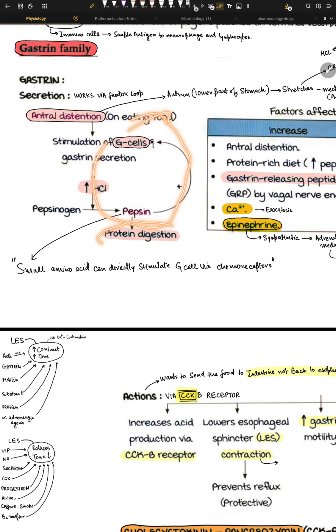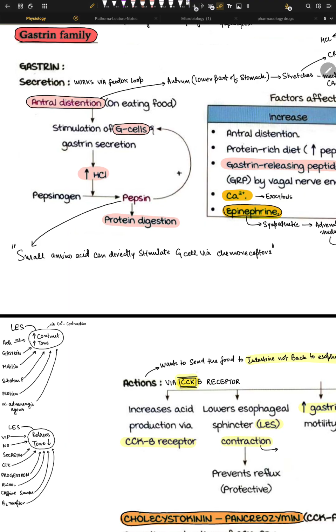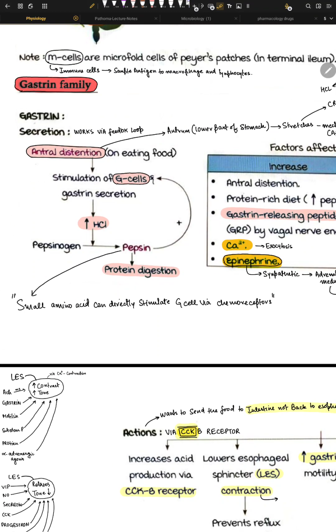So in the end, we have protein digestion, and as I have written here, small amino acids can directly stimulate G cells via chemoreceptors. I just wanted to show how it happens. So this is a positive feedback loop which God has given you for the digestion of protein. That's how it works. What about antral distension?